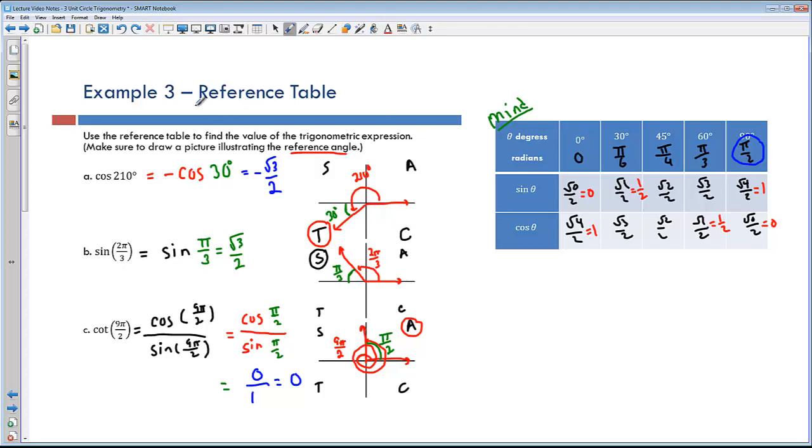But the reference table, sometimes students try to avoid learning this process, but it's very important, especially when we start to solve trigonometric equations. When we start to solve trig equations, you're going to have to use the same process. So if we get it down now, this will be a lot easier later on. It's going to take a little bit of practice, but I'll try to help you guys out in class.